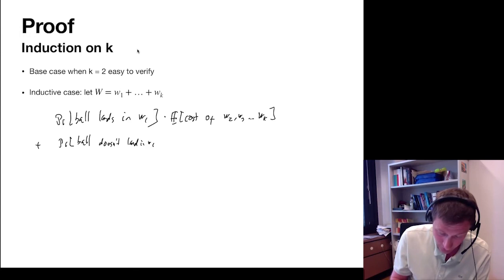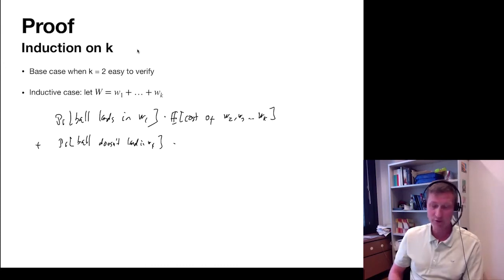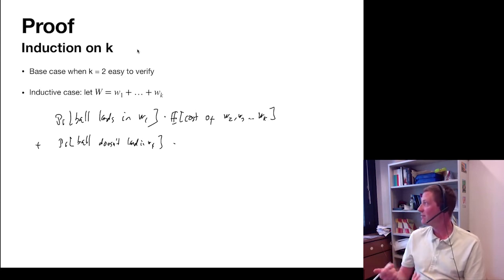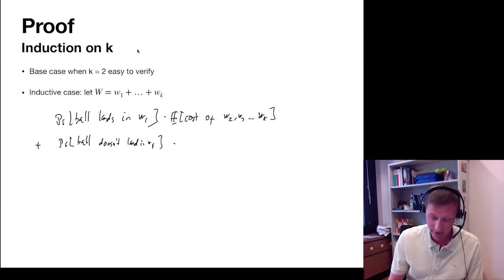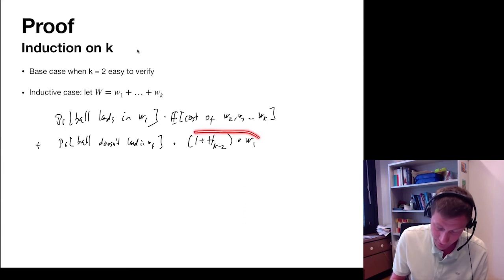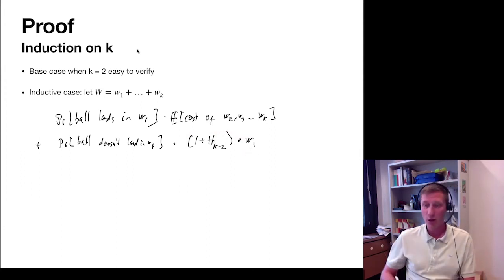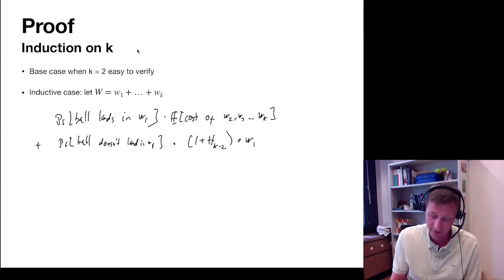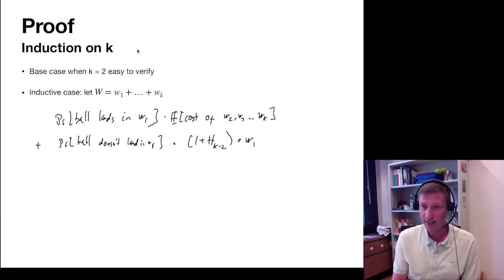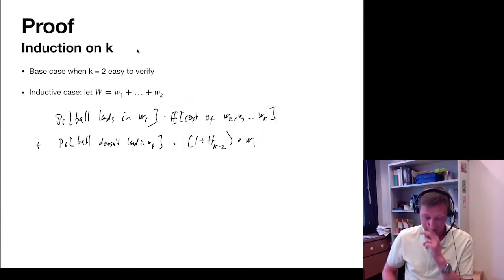So probability the ball doesn't land in W1 times, okay, if my ball doesn't land in W1, that means that I removed one of the other bins, and I only have k minus 1 bins left, so I can apply the induction hypothesis to say that the expected cost of this instance is at most 1 plus H_{k-2} times W1. So this was by the induction hypothesis. I have an instance with k minus 1 bins, but I still have the smallest one being W1. Of course, it's tempting to do the same thing here, say that the expected cost of this instance is at most W2 times 1 plus H_{k-2}, but that doesn't give you anything. So it's not a good idea to use the induction hypothesis up here. That's why I only used it where I had W1 left.